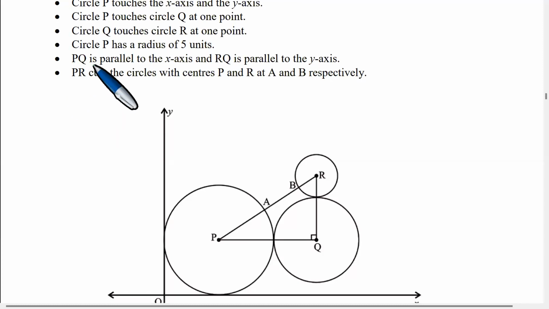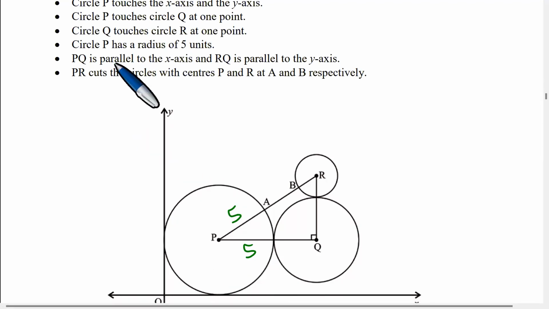Right, so circle P has a radius of 5 units, meaning this is 5 units and also this is 5 units. PQ is parallel to the x-axis.